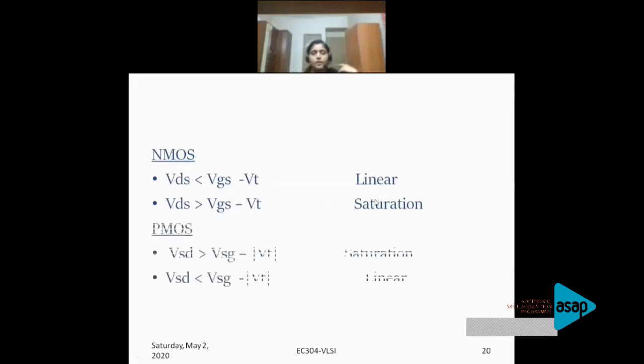Similarly, you can write the equations for PMOS. For NMOS it is VDS, and for PMOS it will be VSD. So for PMOS, when VSD is much greater than VSG minus mod of VT, the PMOS goes into saturation. You remember for PMOS, the threshold voltage is a negative value, so here it is mod of VT. And when VSD is less than VSG minus mod of VT, the PMOS goes into linear region. These equations you have to remember to analyze the DC working of the transmission gate.